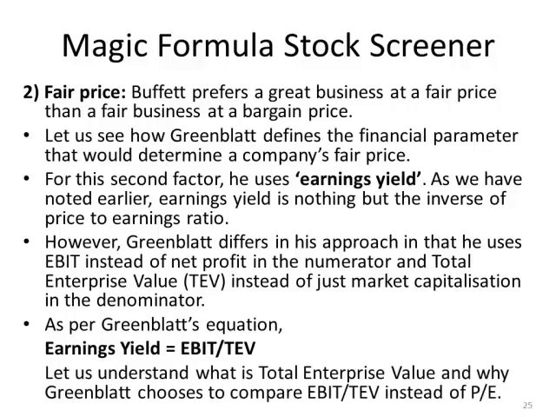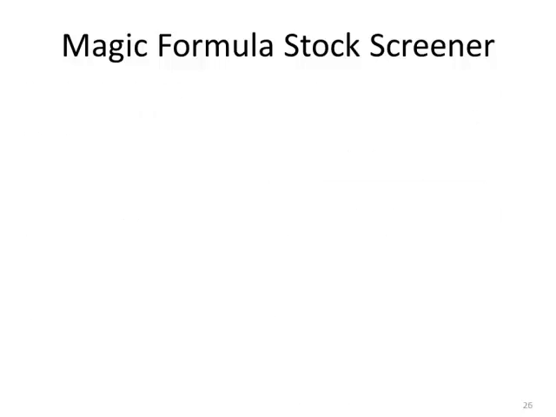So now our goal is going to be to understand a couple of things. First, what is total enterprise value? And why does Greenblatt choose to compare EBIT over TEV instead of PE? Right, so PE is something that we see a lot more commonly. So why exactly have we chosen this particular form of earnings yield? Let's go ahead and try and understand that. Magic Formula Stock Screener.